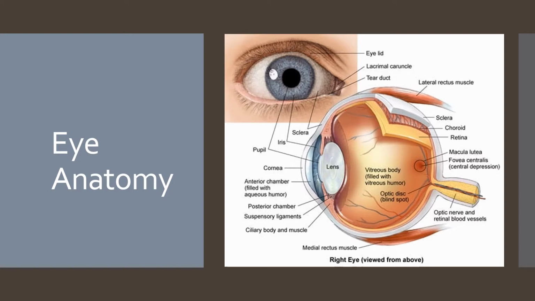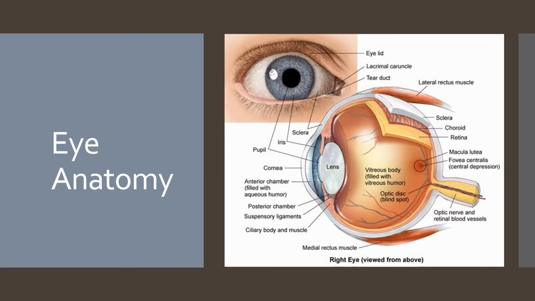Up here in this image, you can see a person's eye, and this is a cross-section, what's called a sagittal cross-section, because it cuts it down the middle into a left half or a right half that shows all the internal structures of the eye.